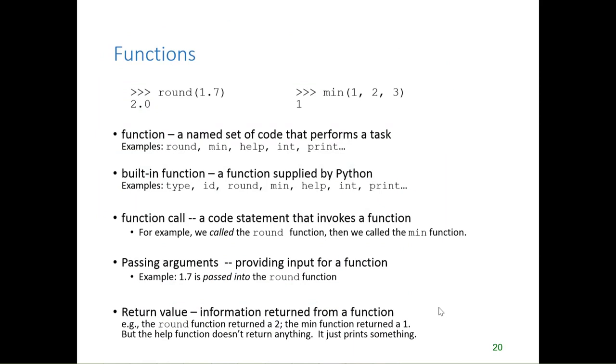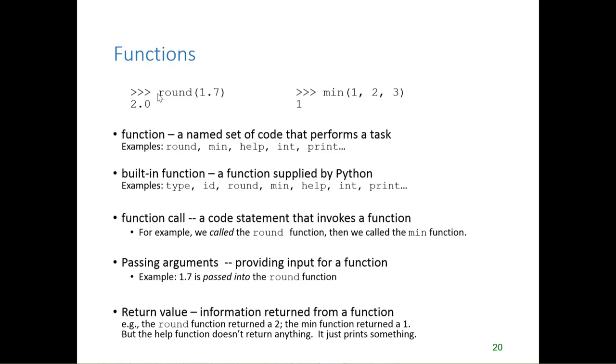So functions are groups of related code that perform a specific task. An example of a function that does mathematical stuff is the round function. So you can say round 1.7 and it prints 2.0.